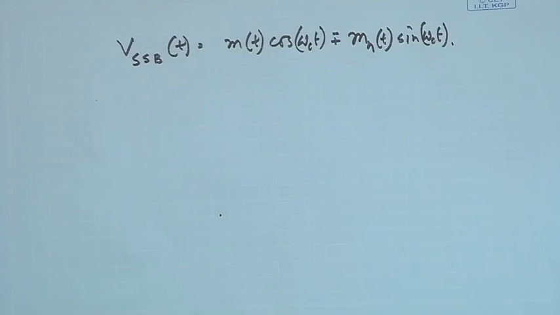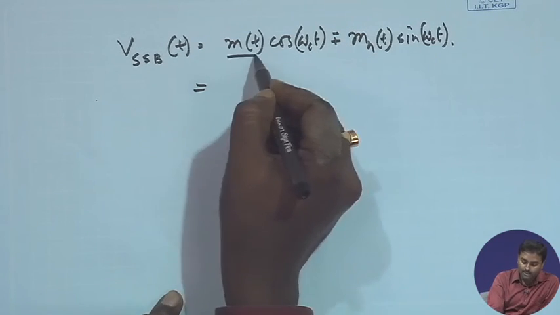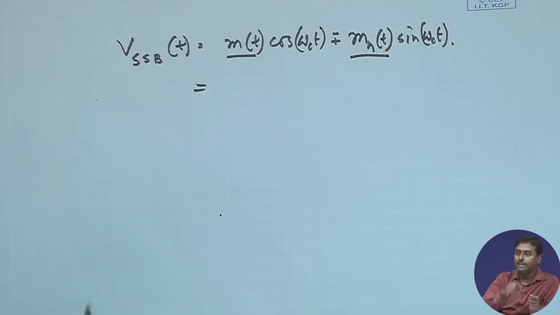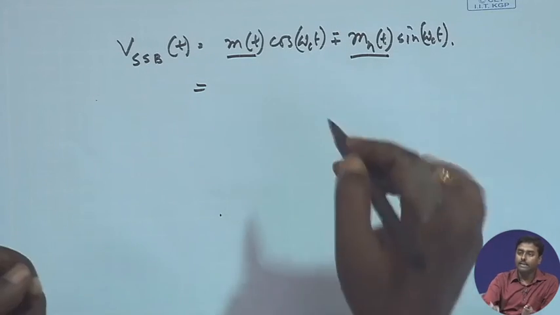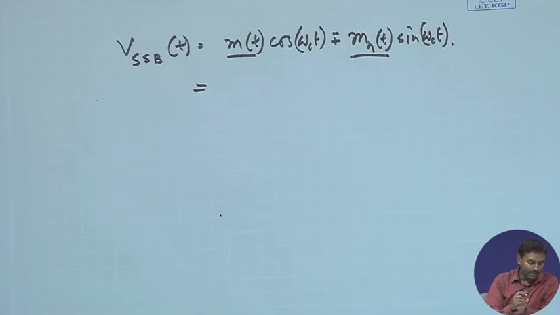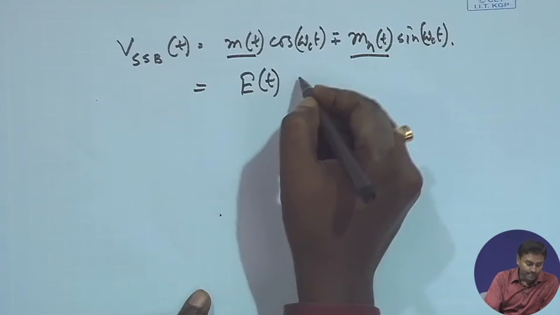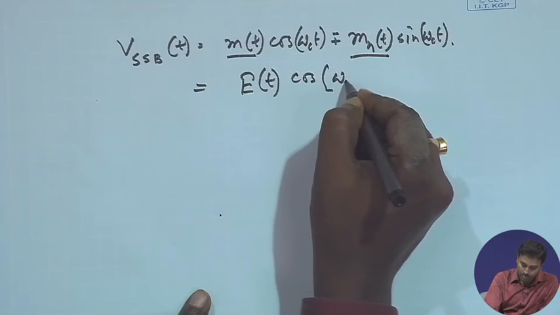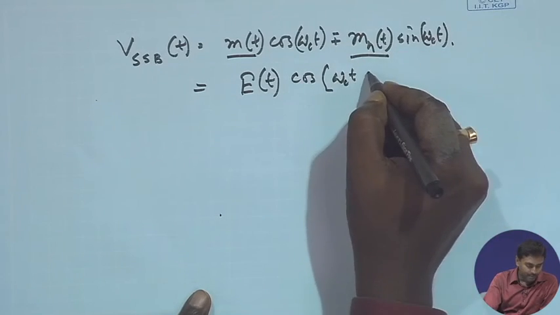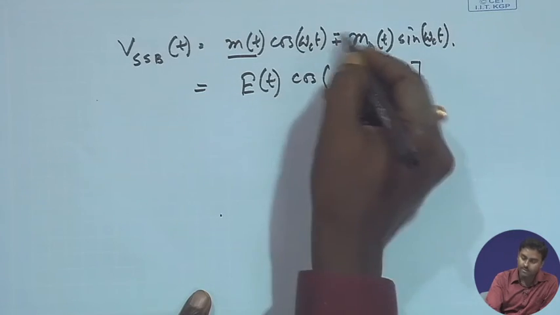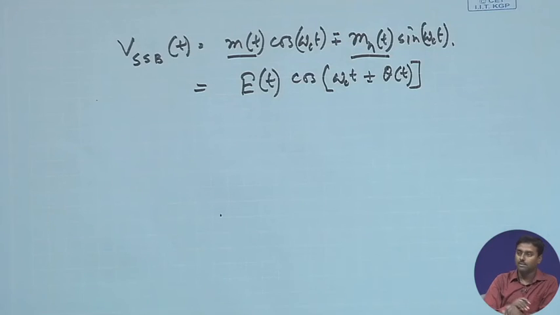Now I can represent that in a similar fashion as we have done for envelope detection of VSB with carrier. I can represent m(t) and m_h(t) as some e(t) cos θ(t) and e(t) sin θ(t). So, immediately I will be writing this as e(t) cos(ωct), depending on plus or minus, with θ(t). If this is minus, it will be θ(t), if this is plus, this will be minus θ(t). So, I get that VSB can be represented as this.